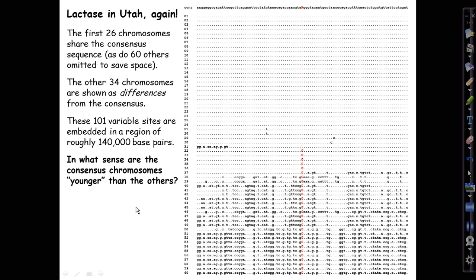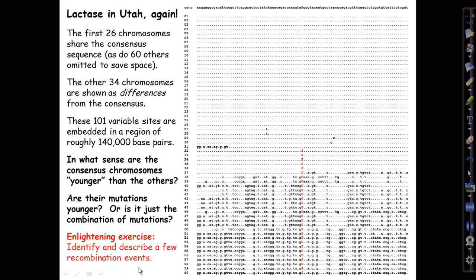There is some verbal sense, anyway, in which you can think of, or we are tempted to think of, these consensus chromosomes as younger. I would just invite you to think about whether that really makes sense. What is it that's younger about them? I don't think it's their mutations. It's not even really the combination of mutations, but it is the fact that they've all exploded as a young family, as it were, derived from an ancestor that looked just like themselves.